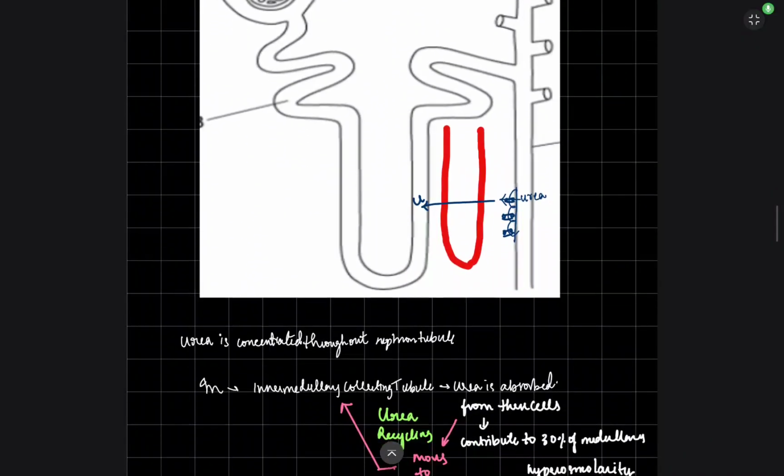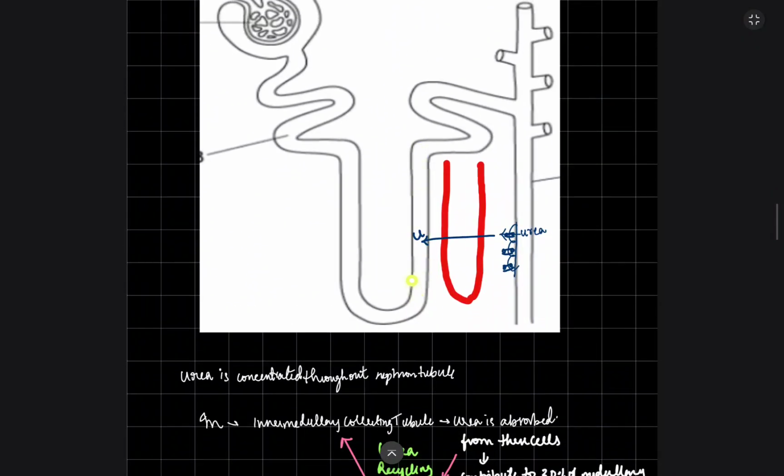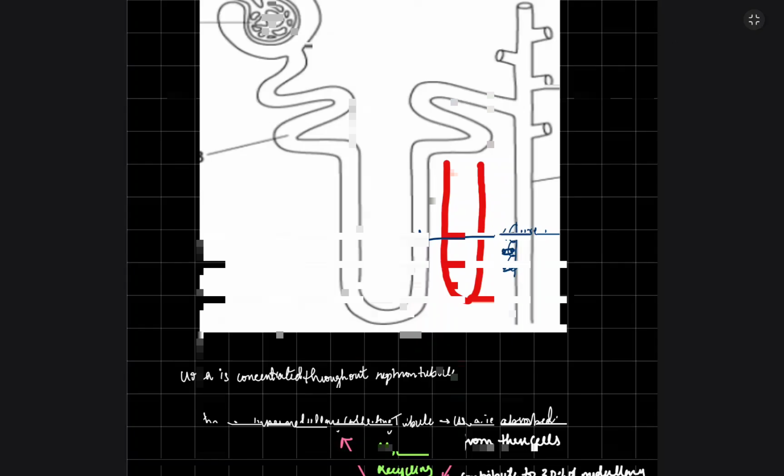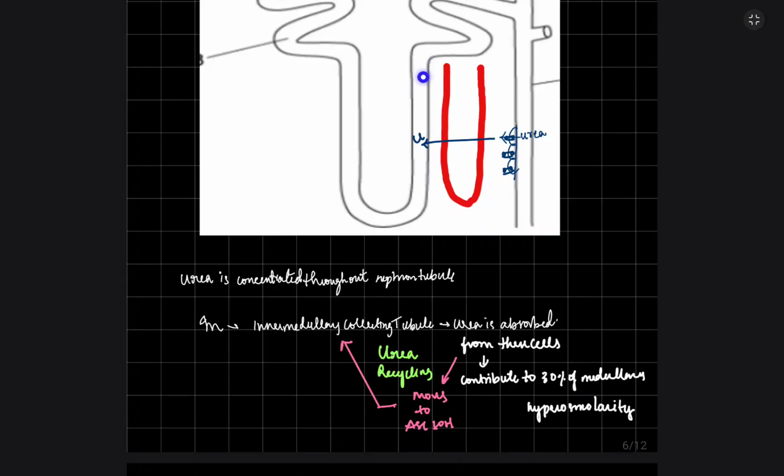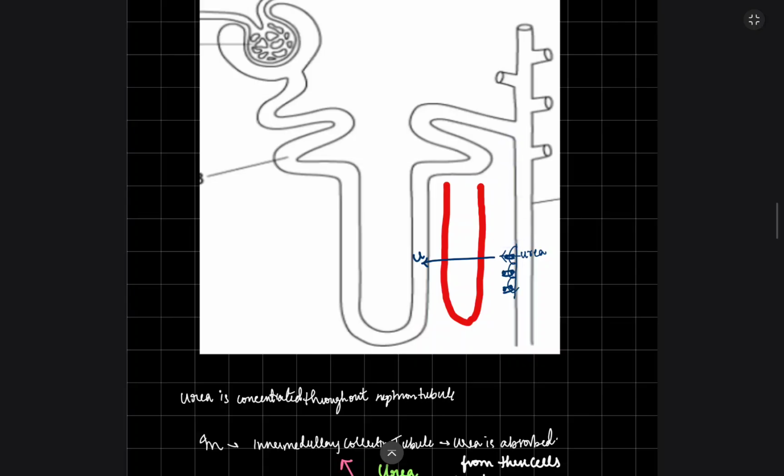It's a very simple process. As this part is not permeable for urea anyway, urea gets concentrated, and when it reaches the medullary part of the collecting duct, there are many urea transporters which absorb urea, and then this urea can enter the medullary interstitium, contributing to the hyperosmolarity of the medullary interstitium.